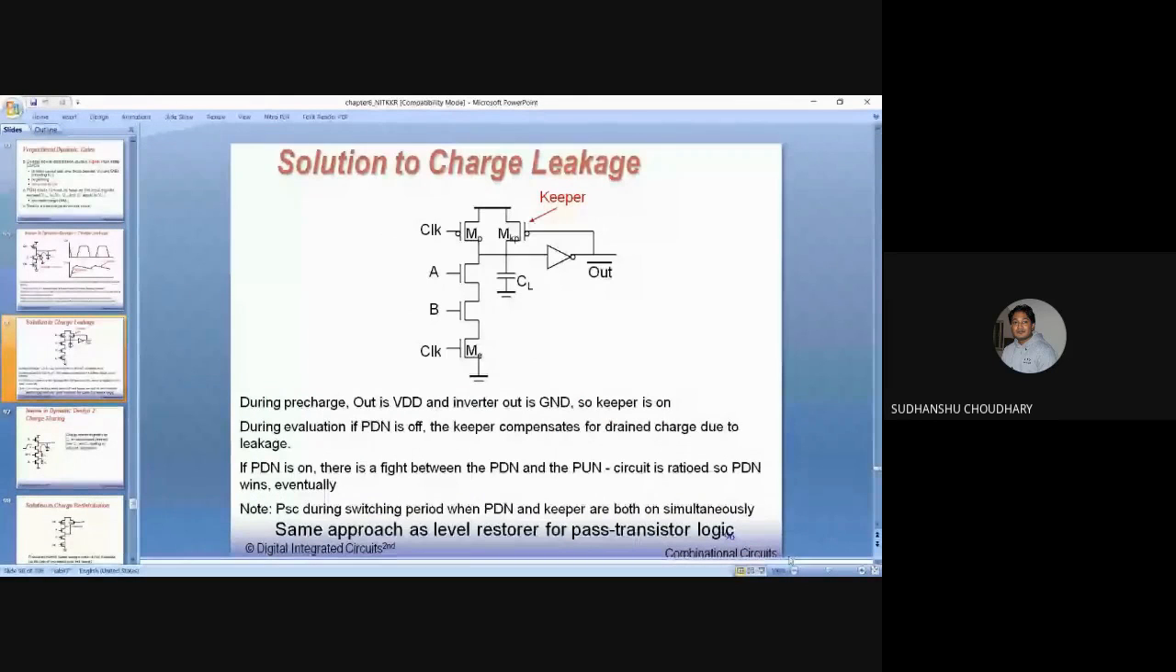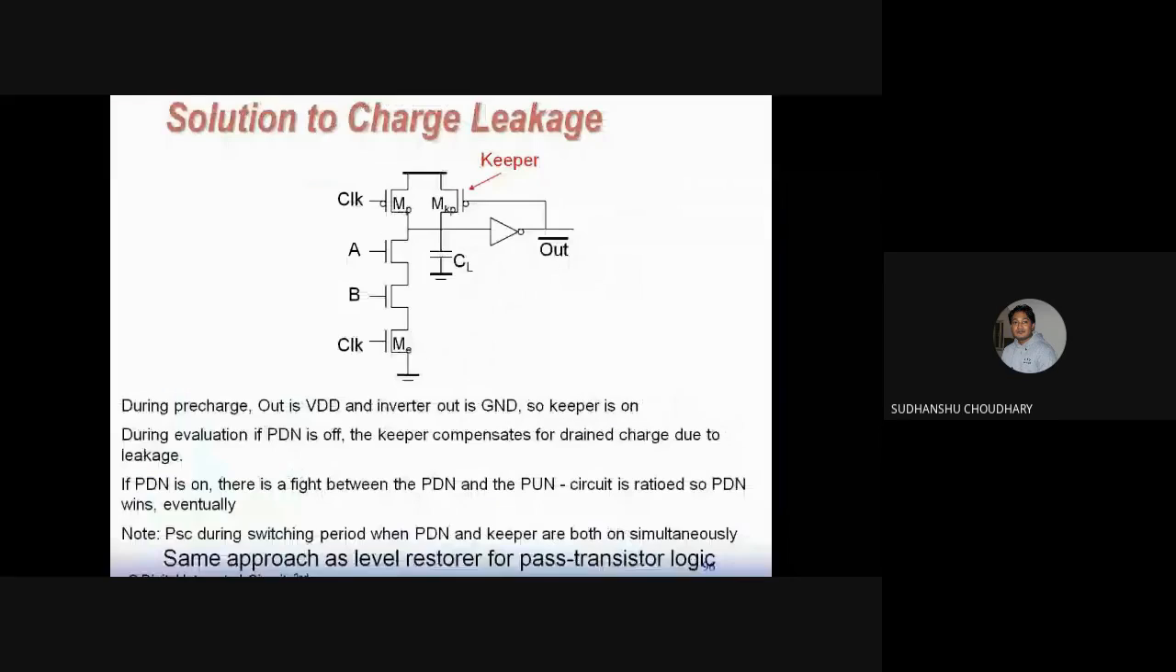Since you are trying to make this point high, because of this keeper MOSFET you are able to raise this to full VDD instead of VDD minus VTN. Because of the threshold drop, this was VDD minus VTN. So you are making it full VDD. But then there is a problem, that you cannot bring this node down to zero. So there is a problem.